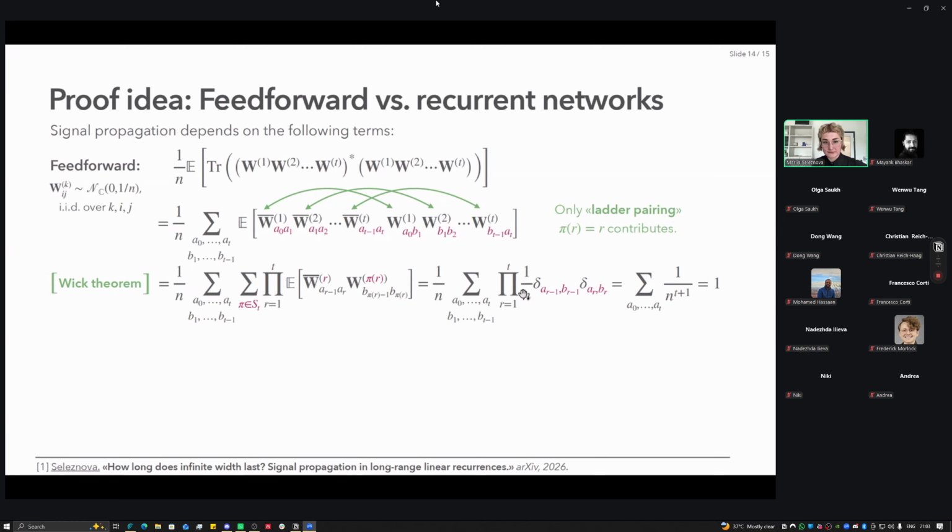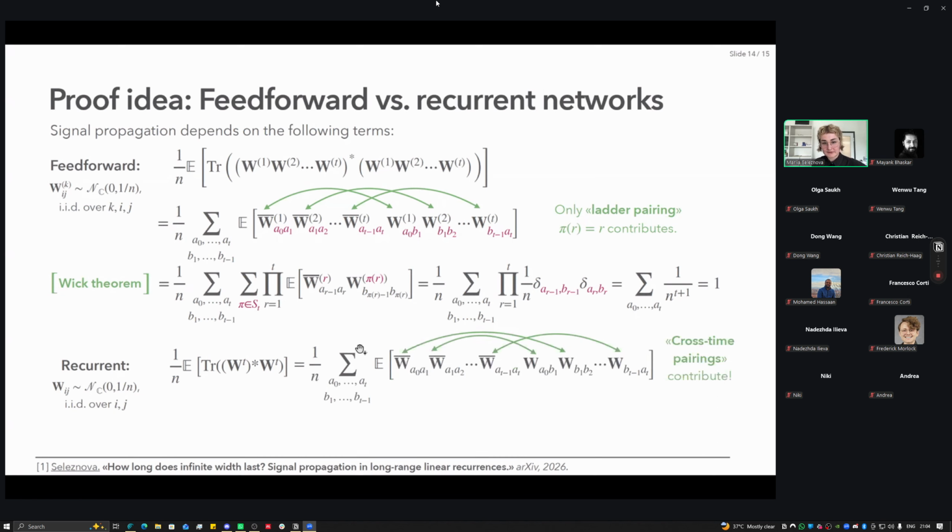Okay, so this is for feed-forward networks. But now let's look at the recurrent case. So in the recurrent case, instead of the product of many independent matrices, we would have a matrix power W^T, right? Now, once again, rewriting it using the matrix indices gives us a very similar expression, but now our problem is all the matrices, or all the entries, are potentially dependent here. So instead of only caring about a single ladder pairing that was important in the feed-forward case, now we somehow have to account for many more possible pairings. And now the problem moves much more towards understanding what kind of pairings are possible and what is their contribution from the Wick theorem point of view.